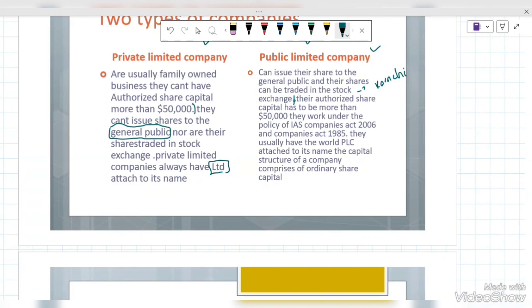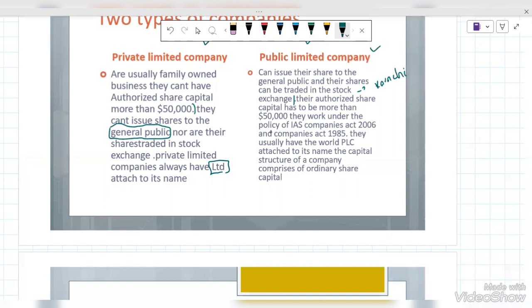So if you want to purchase the shares of any company, you can purchase their shares online, and you can also go to the stock exchange office in Karachi and purchase their shares from the stock exchange company. Their authorized share capital has to be more than 50,000. If it is not more than 50,000, it means that it is not a public limited company.